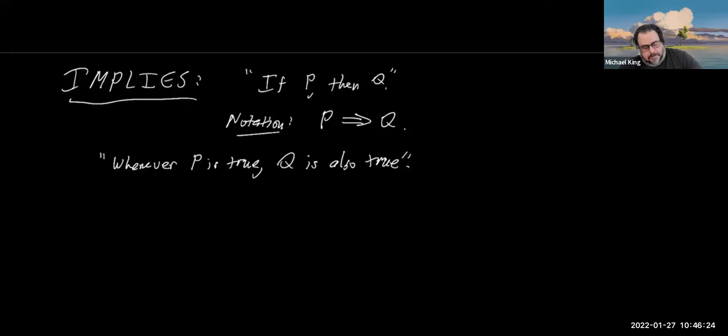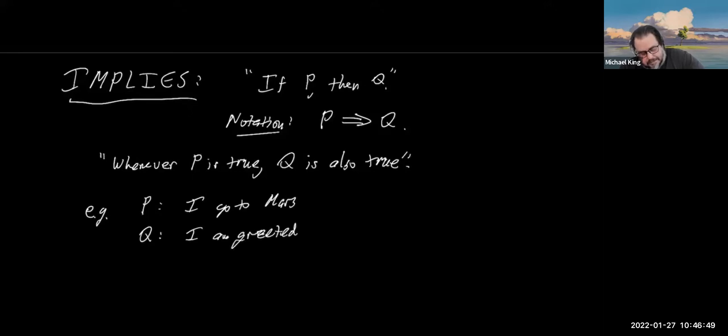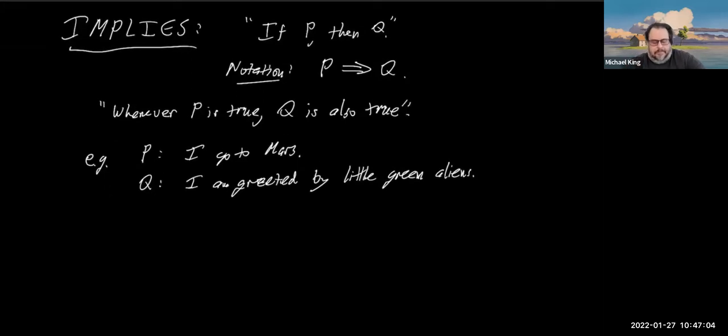I think that actually fits into this, right? Maybe I should just write it this way. If P is a statement, I go to Mars, and Q is a statement, I am greeted by little green aliens. Right? So those could be my P and my Q there. Then my claim was that whenever I go to Mars, I'm greeted by little green aliens. And the question of whether that's true or not was a little bit vexed. And I think this is why.